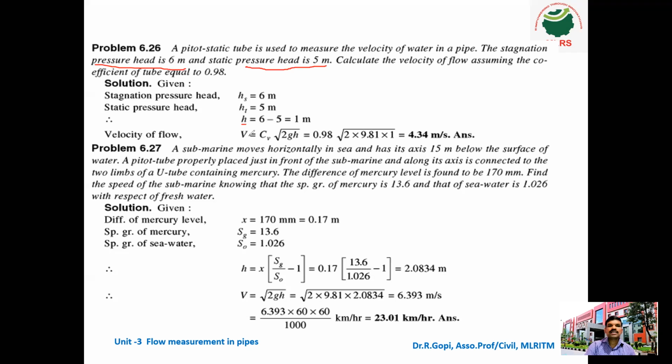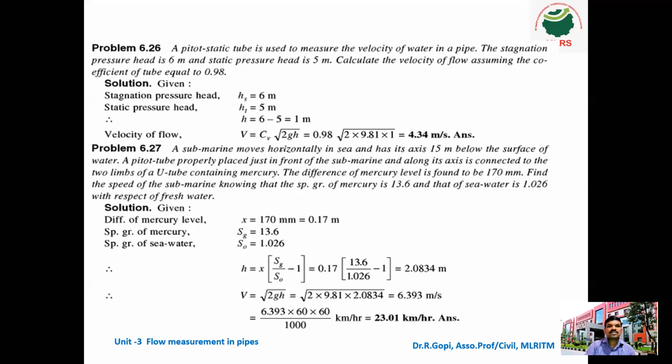So substitute in this formula: actual velocity V is equal to Cv into root 2gh. It is 0.98 into root of 2 into 9.81 into 1, which is equal to 4.34 meter per second. This is the easy formula. Once you understand the question, it is very easy. If the pressure head is given, you directly substitute. If pressure is given, first you have to find the pressure head, that means P1 by rho g and P2 by rho g. After that only you substitute in this equation.